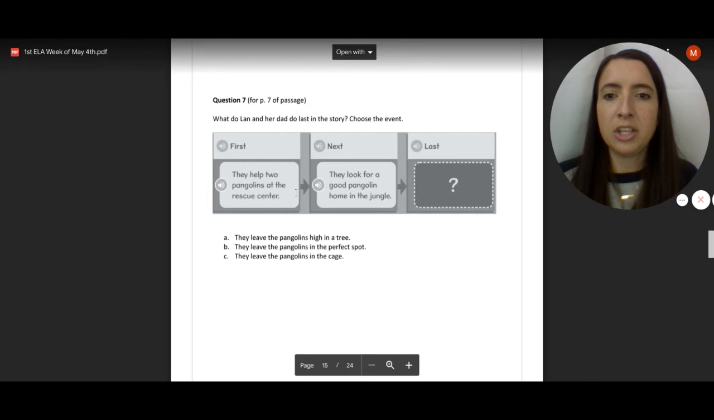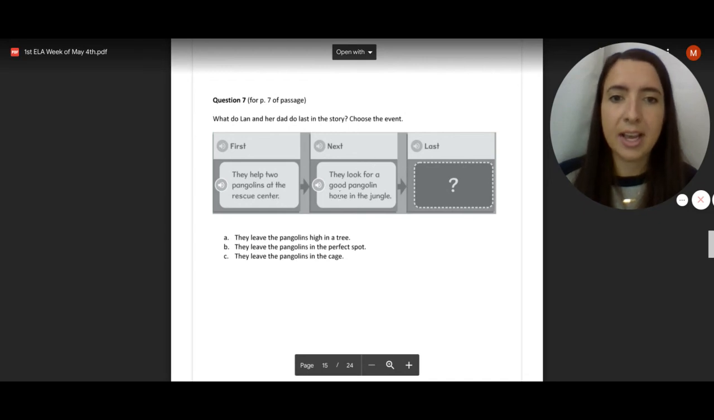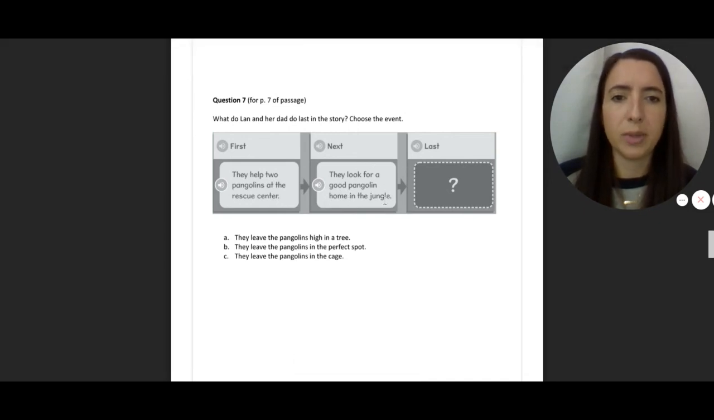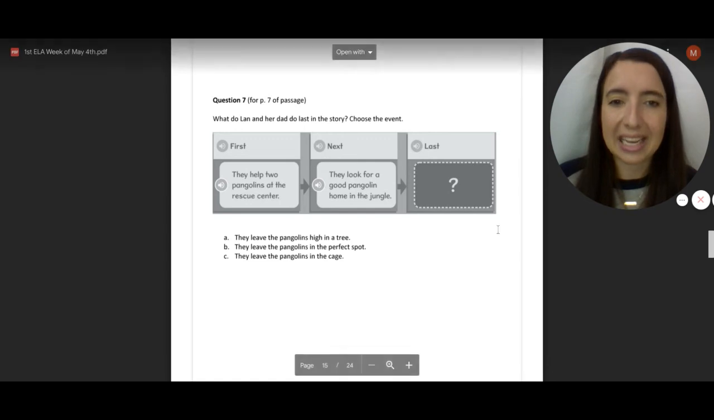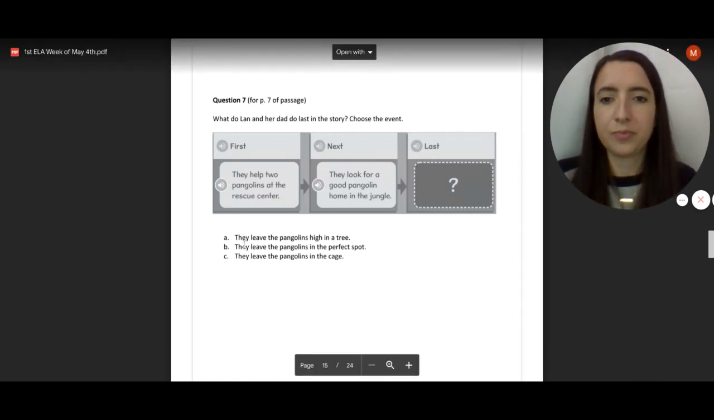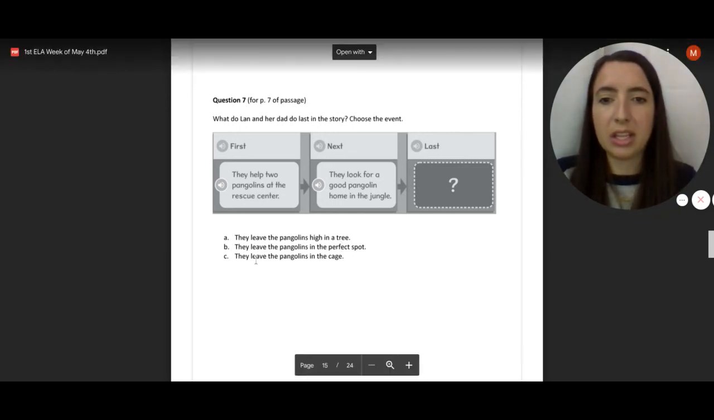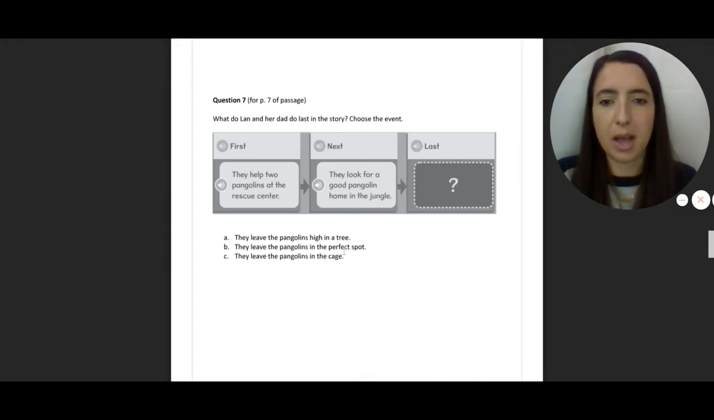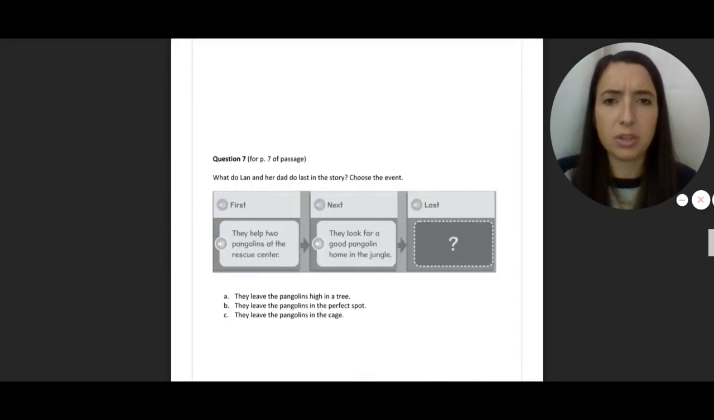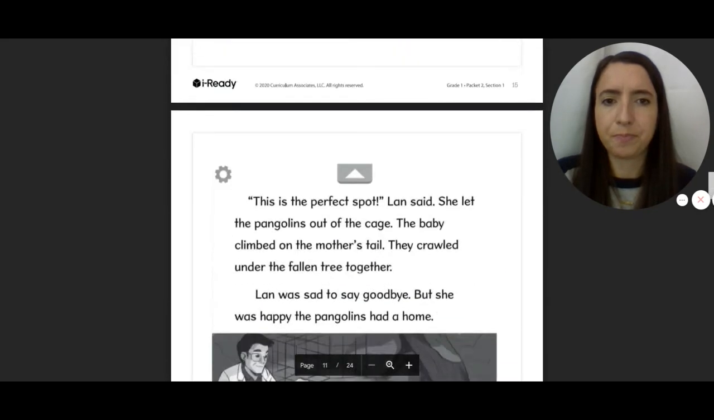Choose the event. So it says first, they help 2 pangolins at the rescue center. So first they help the 2 pangolins. Next, they look for a good pangolin home in the jungle. What happens last? What do they do after they look for a good pangolin home in the jungle? They leave the pangolins high in a tree. They leave the pangolins in the perfect spot, or they leave the pangolins in the cage. What did they do last? Let's go back to page 7 of our story.